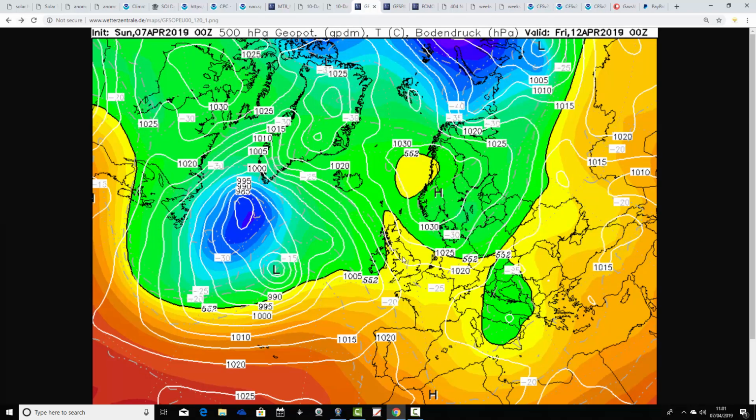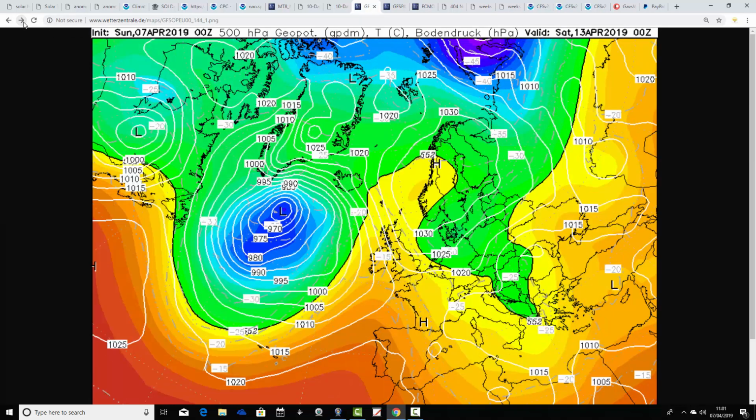Going through to Thursday and Friday, again, we don't get those winds coming from north of east. We keep them generally due easterly, which is not going to be overly cold, but it will perhaps be a bit chilly, especially for eastern parts of the country in the second half of the week.